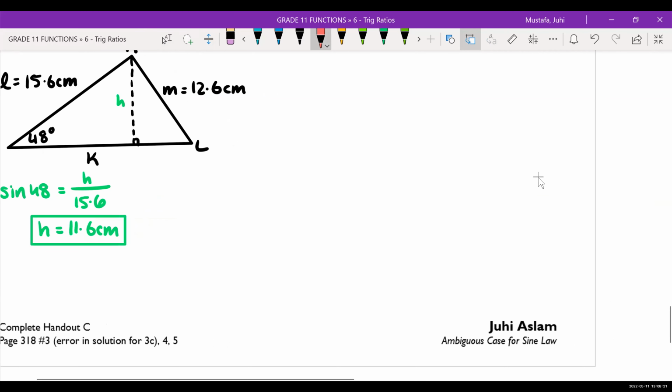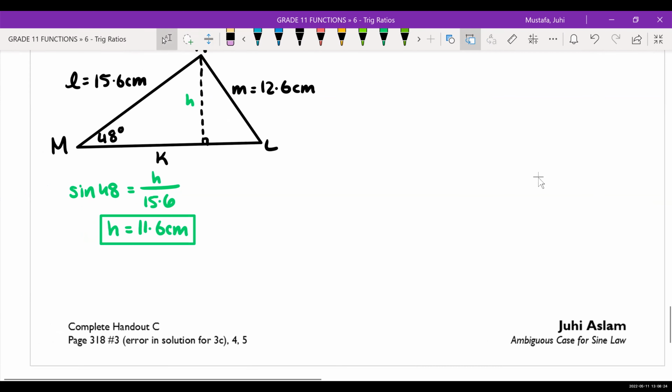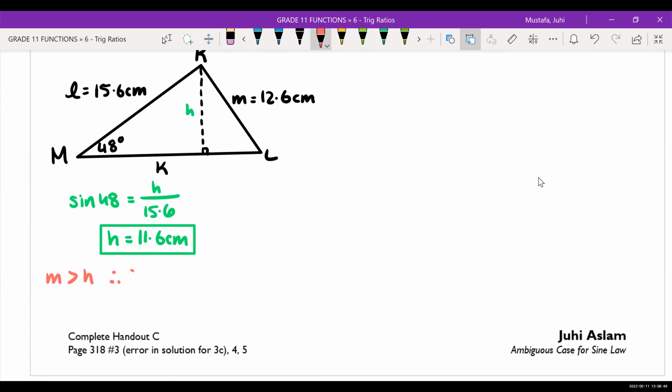Okay, so I talk to myself while I do this. The two side lengths, so in this case, we compared H and M. M is greater than H, so therefore we check for ambiguous case. And then we notice that M is less than L, therefore two triangles exist.